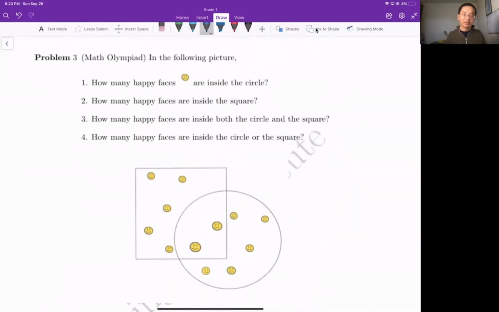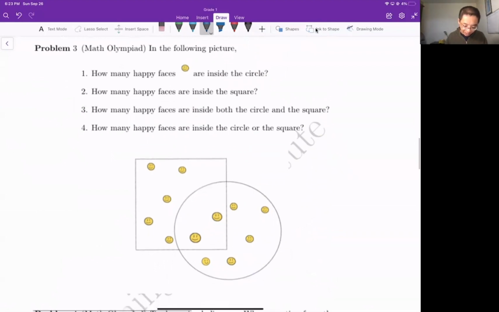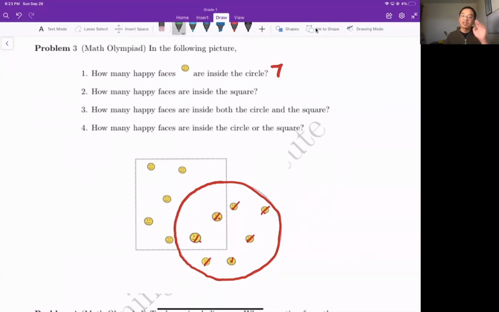Question number 3. This is, again, a math Olympiad type question. Here we have a bunch of happy faces. Also, we have the square and the circle. The first question, how many happy faces are inside the circle? All right, so let's draw the circle. The circle is right here, right? So this is the circle. And we just count 1, 2, 3, 4, 5, 6, 7. The answer is 7.